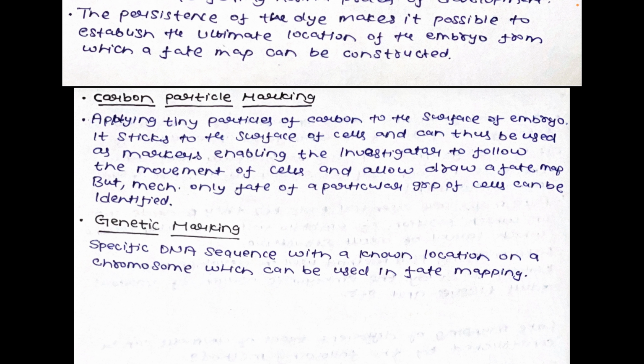Vital dye staining. Dyes like Nile blue sulfate stain living cells without harming them. Vogt's classic amphibian map. The limitation is that the dye dilutes with division. Carbon particle marking. Carbon specks stuck to the surface track cell movement, but only the fate of a group of surface cells can be found. The last was genetic marking, a heritable DNA marker that is never lost, giving permanent single-cell, whole-lifetime tracing, which is the modern gold standard.